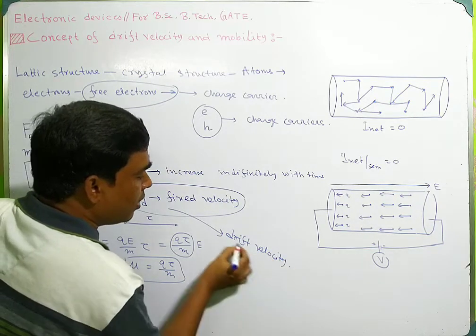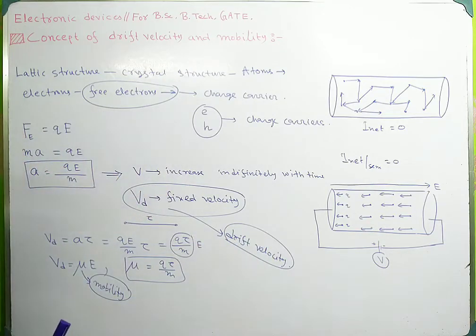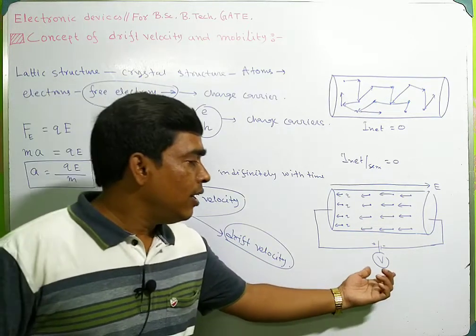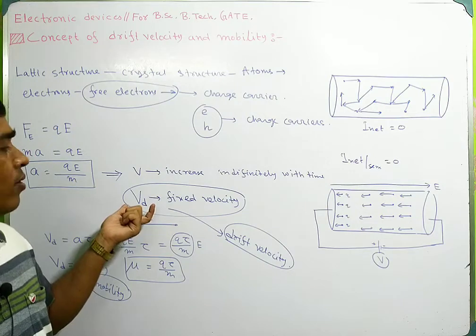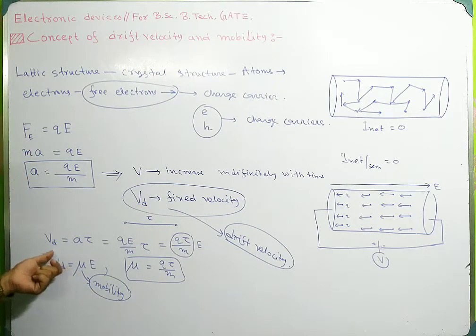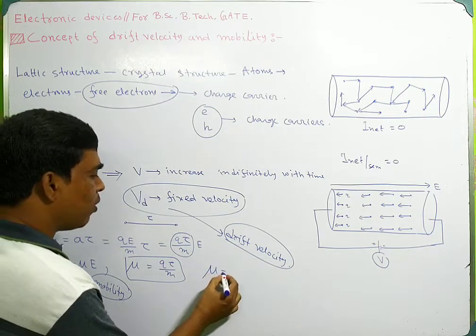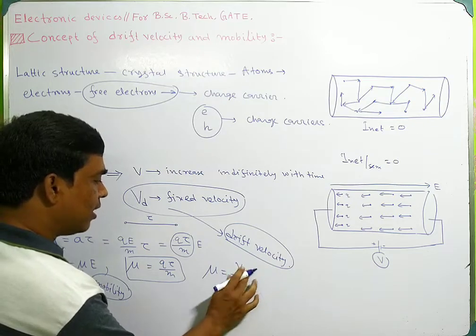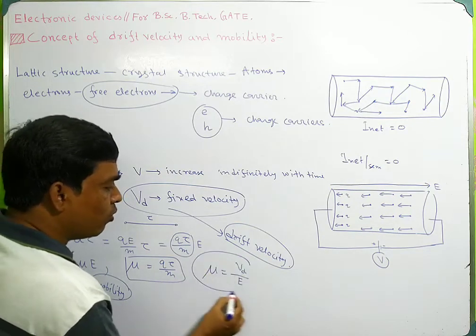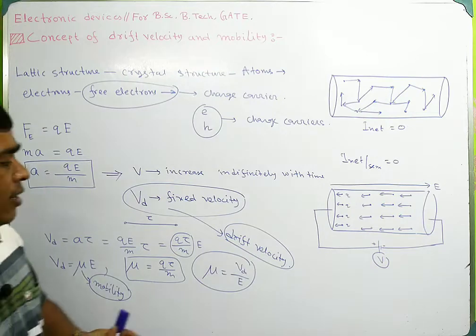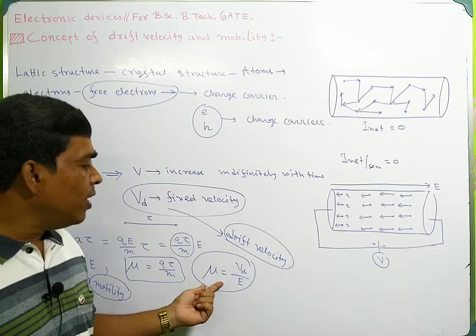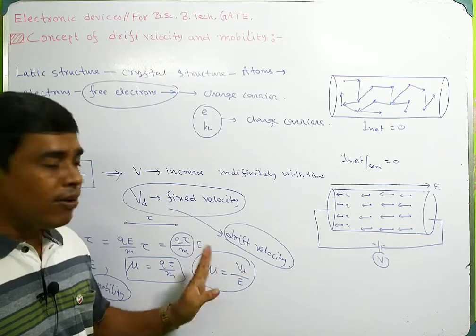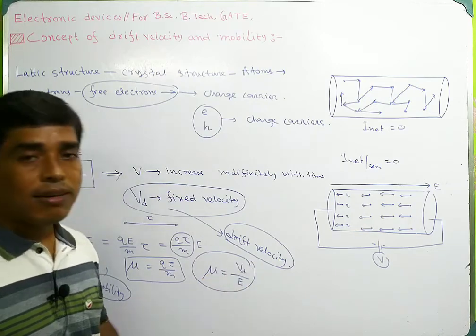What is the drift velocity? Drift velocity is the maximum velocity under an electric field which the charge carrier attains. And what will be the mobility? Mobility can be written as mu equals Vd divided by E. So you can define mobility as the drift velocity per unit electric field. The mobility of a charge carrier is defined as the drift velocity per unit electric field.